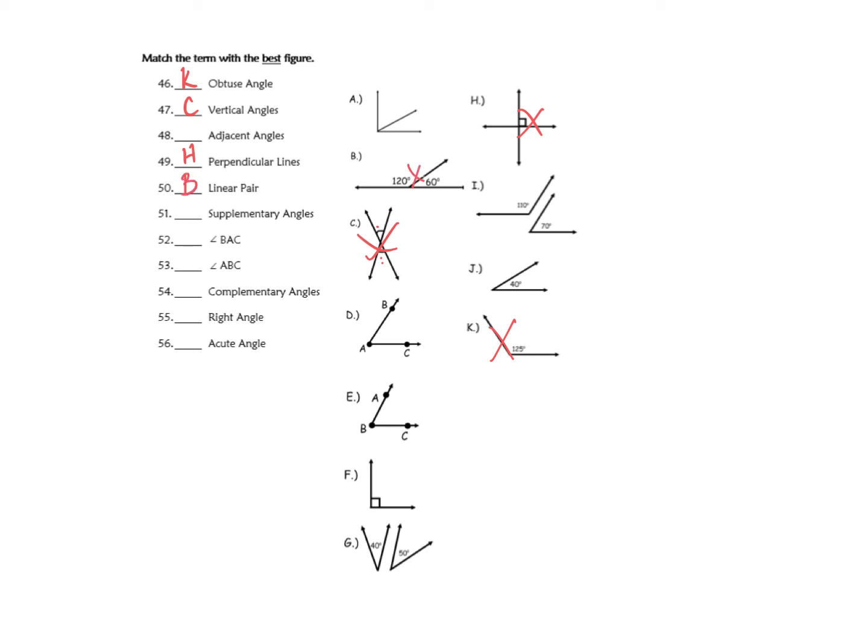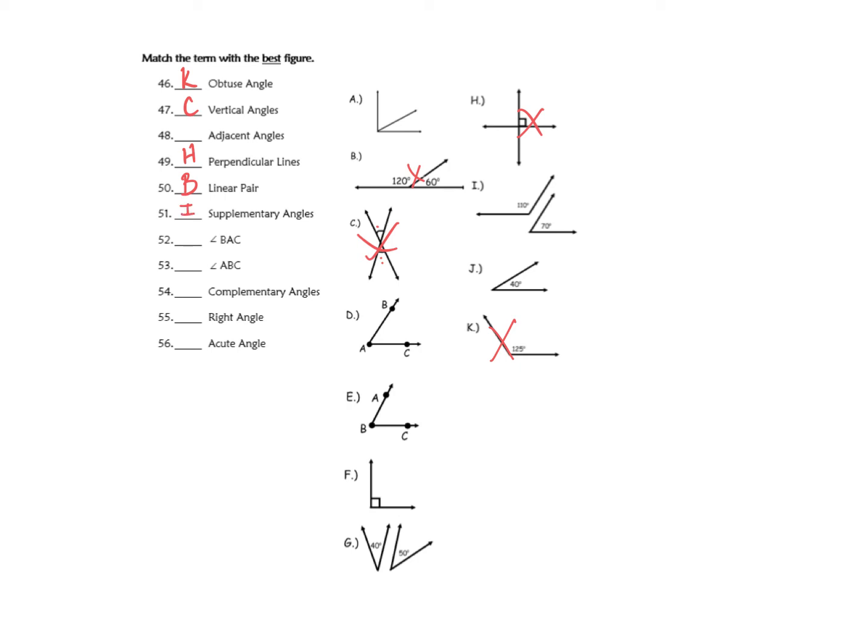Remember, they have to be adjacent and supplementary. Then we have supplementary angles, which means they just have to add to be 180. So if they just had to be 180, that could have been B or I, but because B is adjacent, that makes B a linear pair. I then is just going to be supplementary.